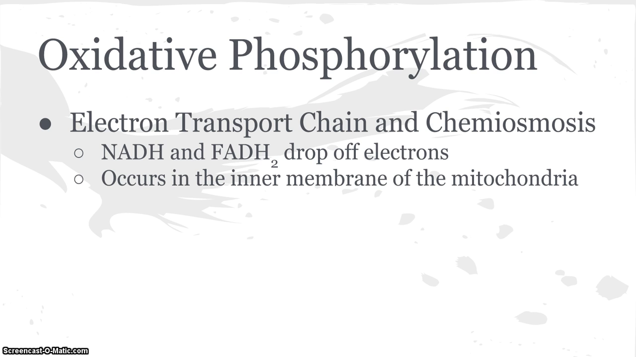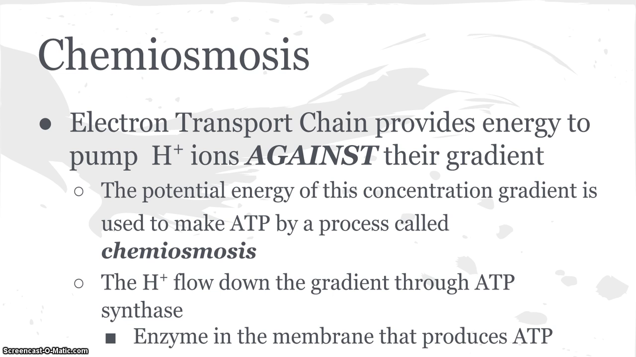So we have NADH and FADH2 dropping off electrons in the electron transport chain. This is where we're going to get those hydrogens. That's where we're going to get the potential energy for our stair steps. And it occurs in the inner membrane of the mitochondria. So we've been talking about chemiosmosis, and now you're going to get to learn all about chemiosmosis.